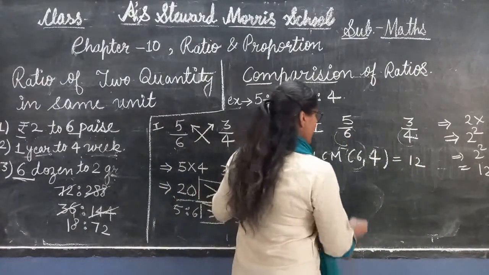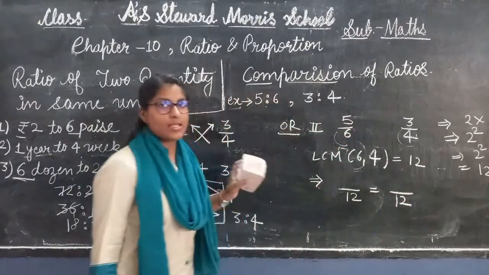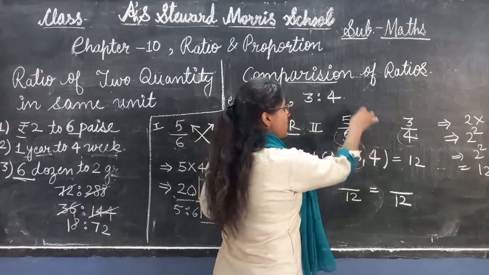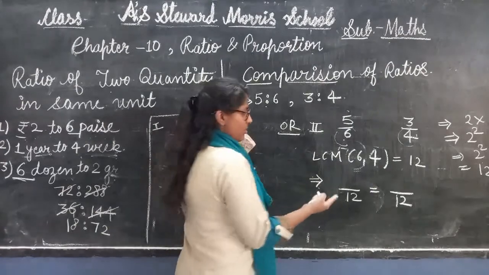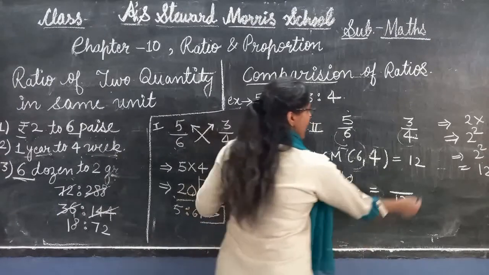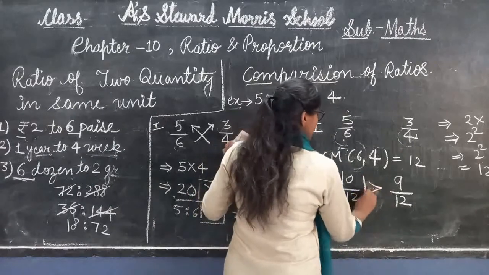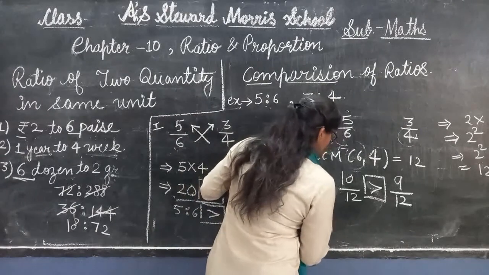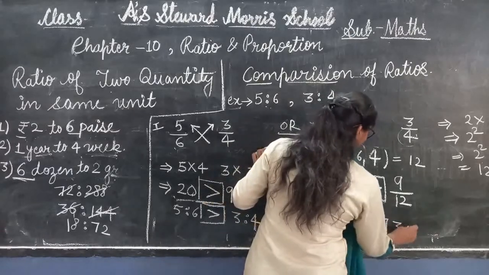Now, see here, after taking the LCM, we are writing the LCM as a common denominator, as a new denominator. And LCM is divided by denominator, multiplied with the respective numerator. 12 divided by 6, 2 multiplied by 5 is 10. 12 divided by 4, 3 multiplied by 3 is 9. So which side is greater? This side is greater. So this side fraction is greater and this side ratio is greater. So 5 is to 6 is greater than 3 is to 4.